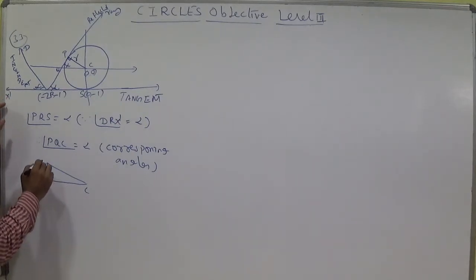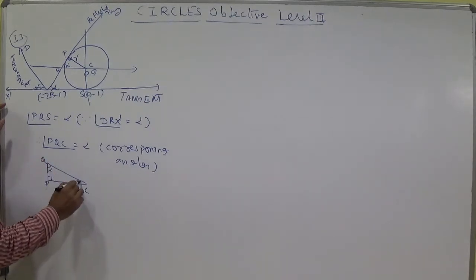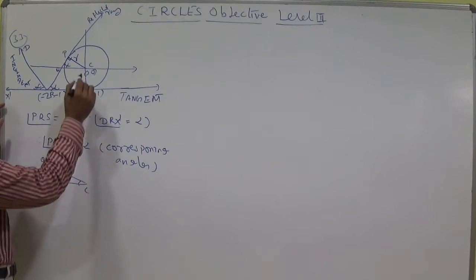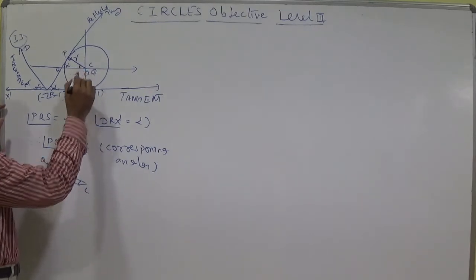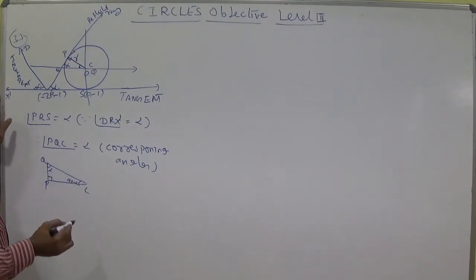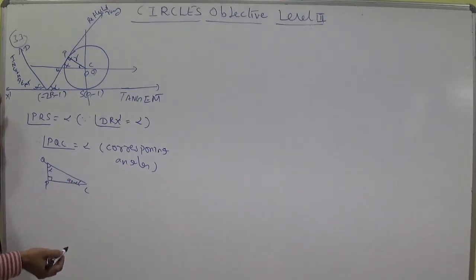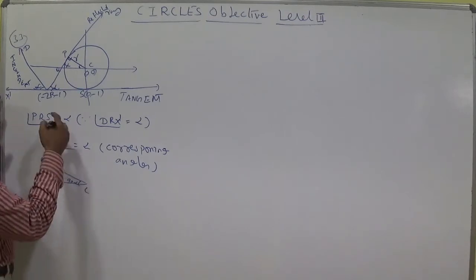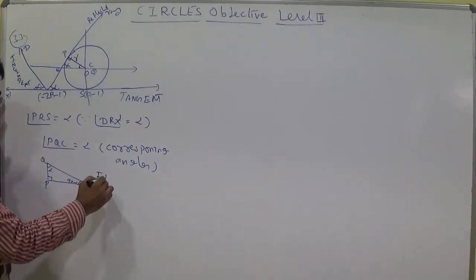This is P, this is C, and this is Q. This is alpha. This is 90 minus alpha. No need, students. Let us take the concept of the equation of a line.